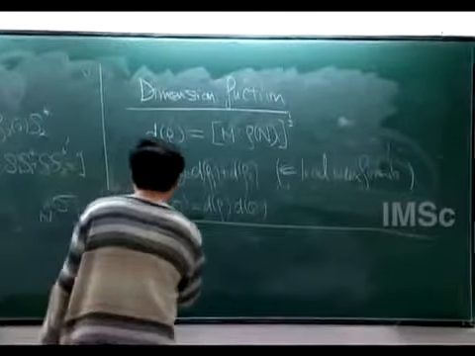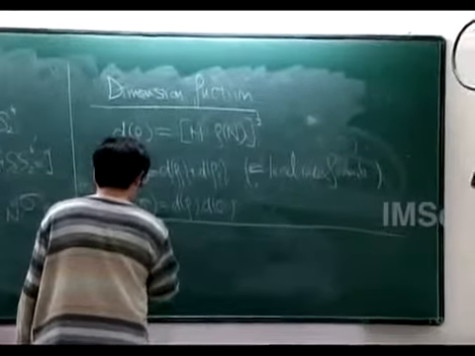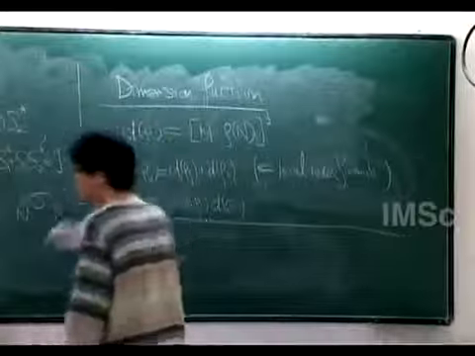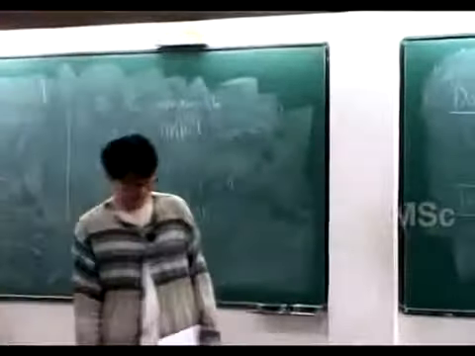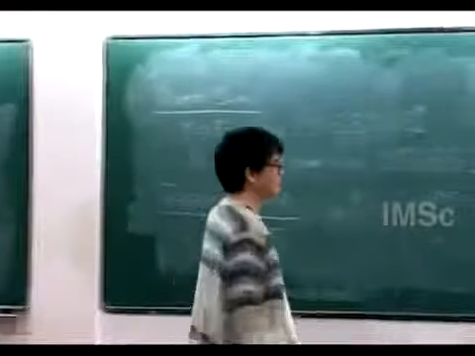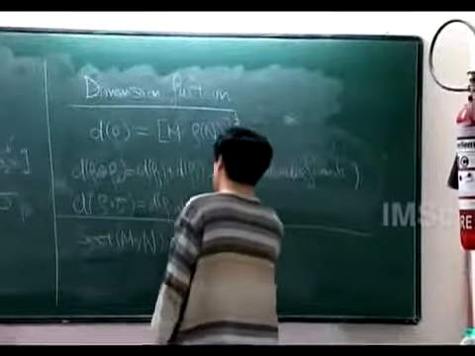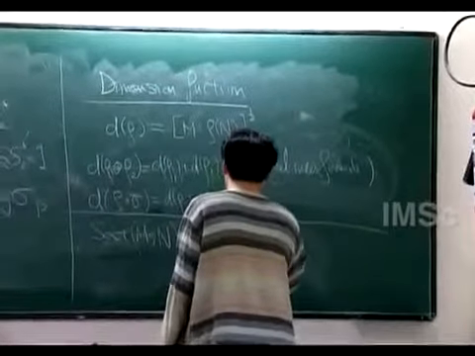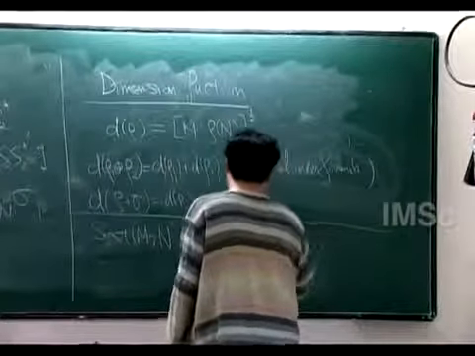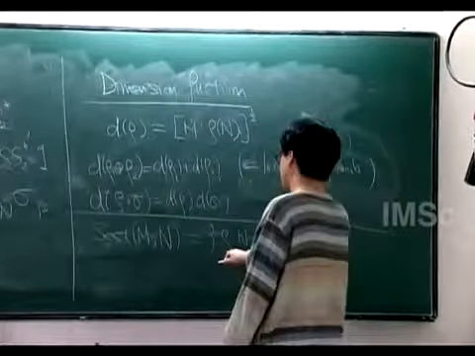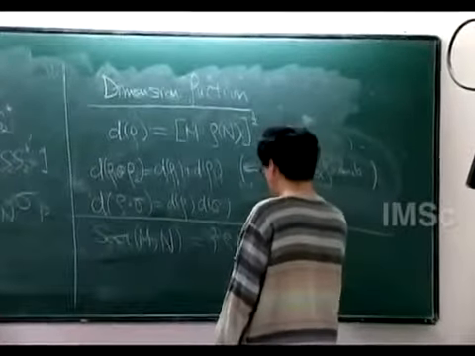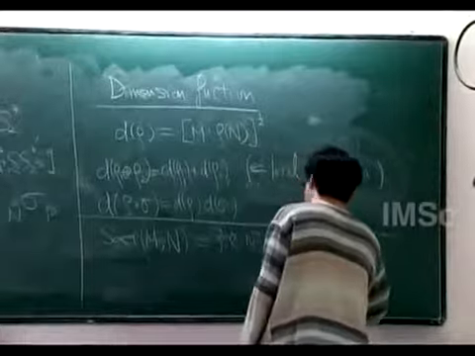So I use this notation sometimes. The equivalence class of such a homomorphism is called a sector. And I use this notation for the set of unitary equivalence classes of homomorphisms from N to M, divided by the equivalence relation.